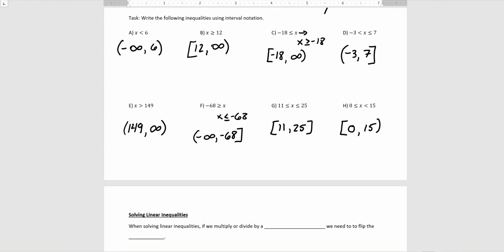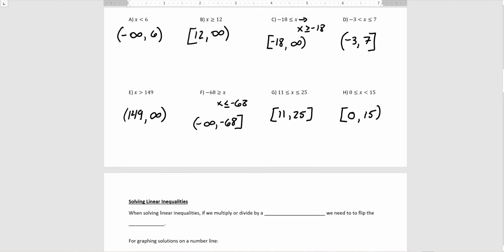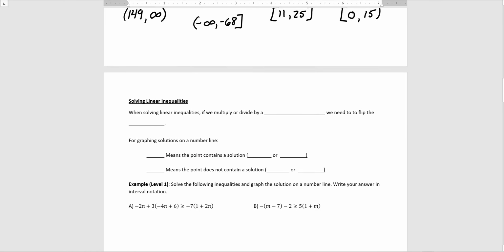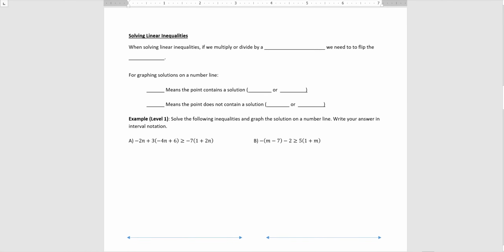All right, hopefully we're feeling good on interval notation. We're going to use this notation quite a bit as we solve linear inequalities. Now, solving linear inequalities is just like solving linear equations with a couple changes. The change is if we multiply or divide by a negative number, we need to flip the sign of the inequality. So if it was less than, once we do that multiplication or division, then it would become greater than.